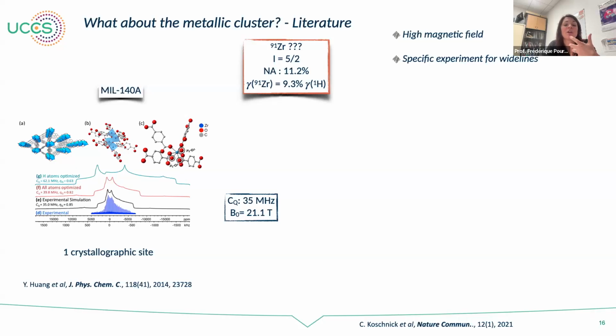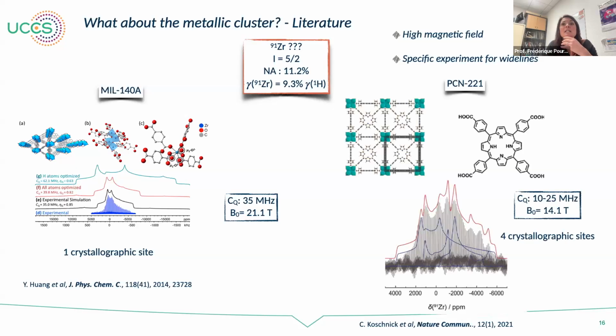So they used the VUS QCPMG, but it was a very broad signal. And in 2021, in Nature Communications, you can see the PCN-221. In these samples, they have 4 crystallographic sites, where you can see the spectrum is much more complicated and you need calculations to understand exactly what's going on. But you have a CQ that goes from 10 to 25 megahertz.